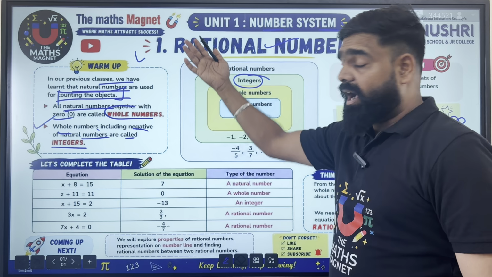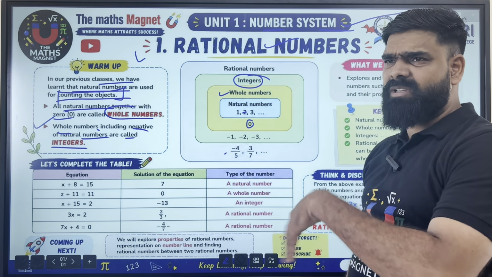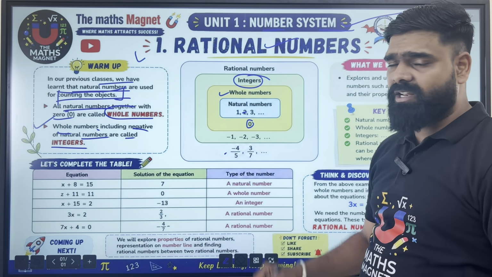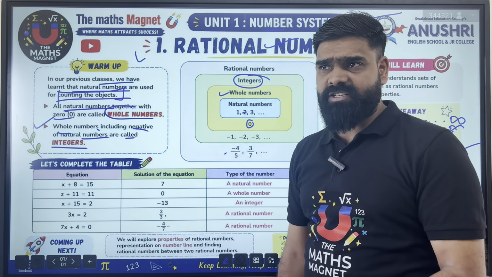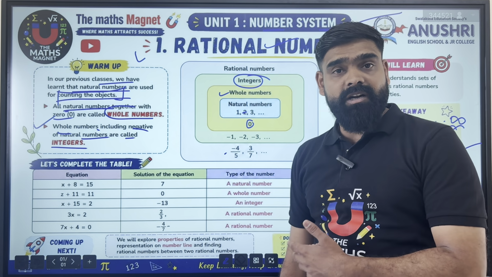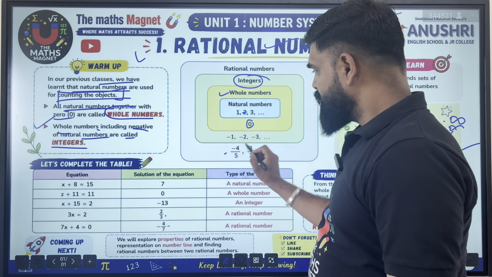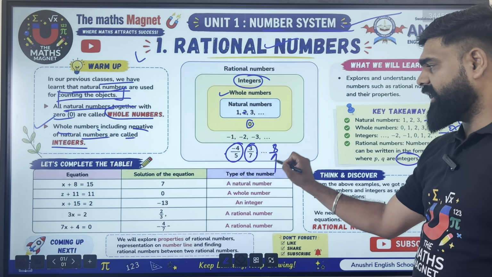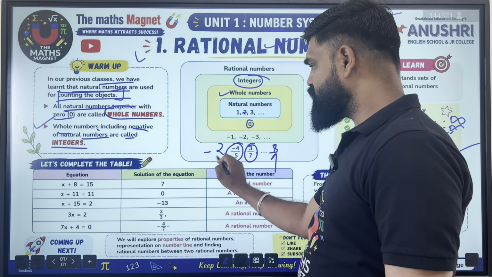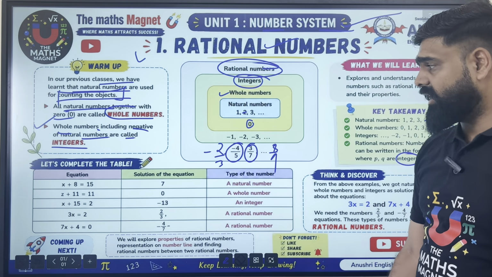And when we have numerator and denominator numbers, meaning numbers which can be written in the form of p by q, or fractions, we can write this fraction in decimal form as well. Some examples are minus 4 by 5, 3 by 7, 8 by 9, or minus 2 by 3. These types of numbers come under rational numbers.